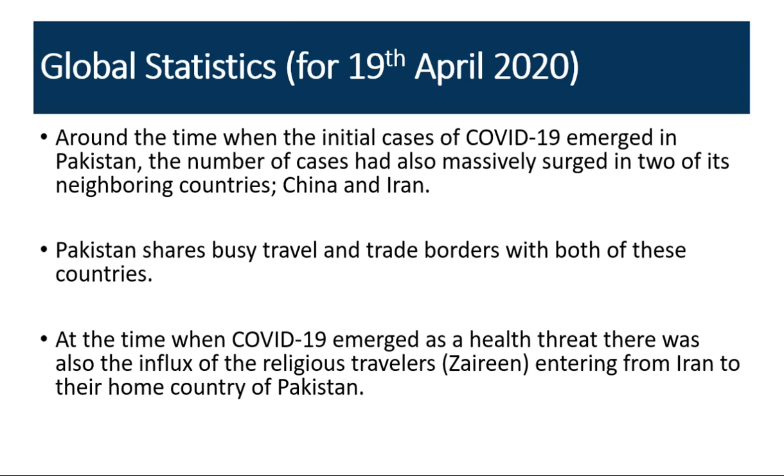Around the time when the initial cases of COVID-19 emerged in Pakistan, the number of cases had also massively surged in two of its neighboring countries, one being China and the other being Iran. Pakistan shares busy travel and trade borders with both of these countries. At the time when COVID-19 emerged as a health threat, there was also an influx of religious travelers, also known as Zairene, entering from Iran to their home country of Pakistan after performing their religious pilgrimage in Iran.